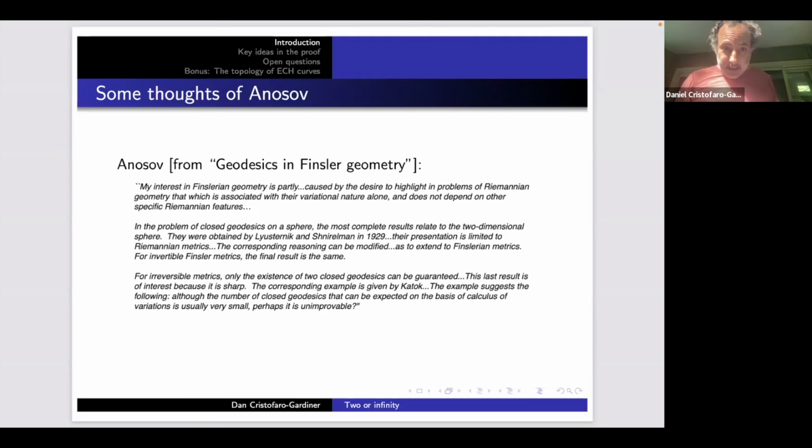On the other hand, as Anosov points out, in the Finsler case, there's actually an example due to Katok with two closed geodesics. Again, maybe for some of us, this is kind of well known. Anyways, then he makes an interesting comment. So he says, maybe the number of closed geodesics that can be expected on the basis of variational considerations alone is very small and perhaps unimprovable. Okay, so anyways, there's not even a concrete question here, but interesting thoughts from Anosov.